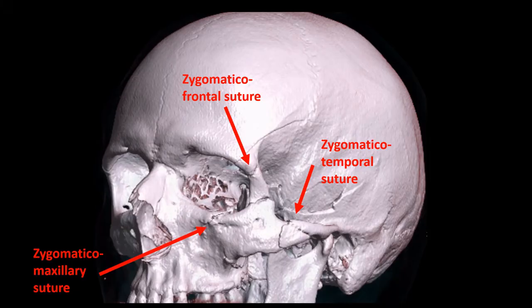If these three sutures are involved, it's sometimes also referred to as a tripod fracture. And if there is also involvement of the zygomatico-sphenoid suture, which is not visible on these images, we can call it a tetrapod fracture instead of a tripod fracture.